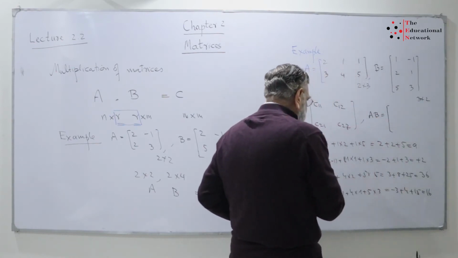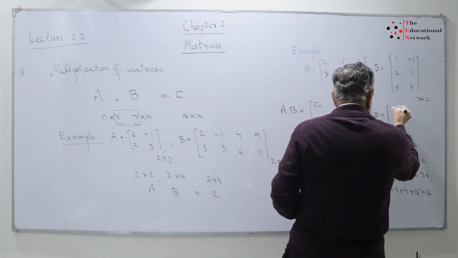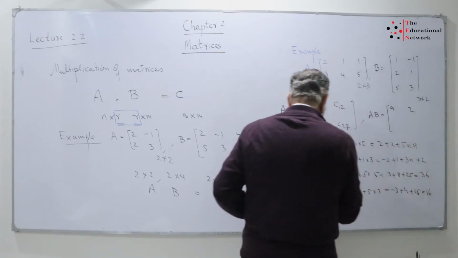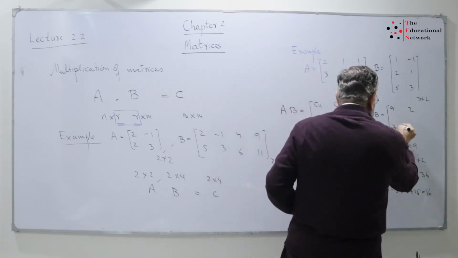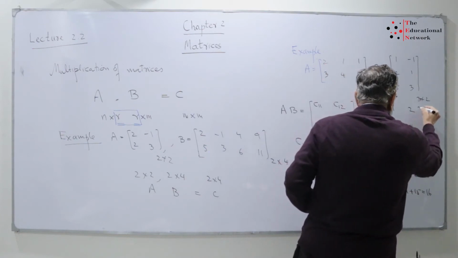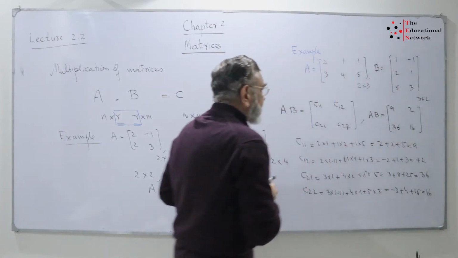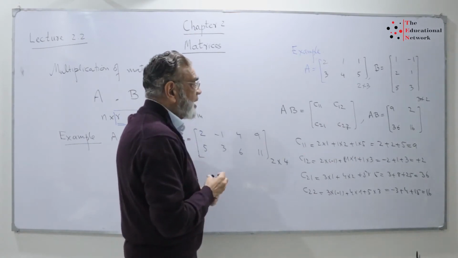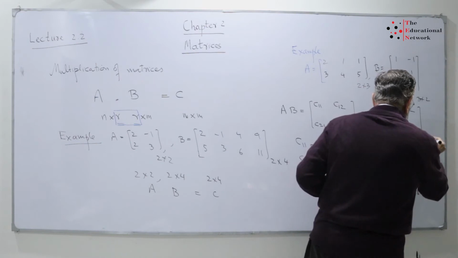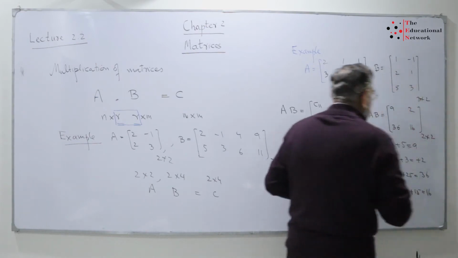This is equal to, we get here 9, then we get 2, then C21 is 36, and C22 is 16. So that's my solution of the matrix. I multiply the two matrices A and B, and we get this matrix. The size of the matrix is 2 by 2.